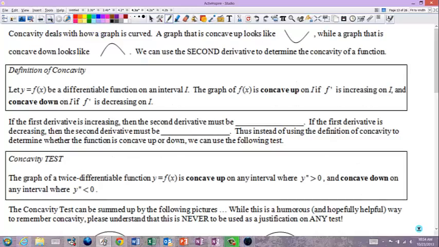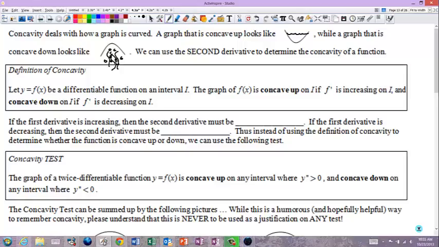Let's see. Concavity, yay, the second derivative. Concavity deals with how a graph is curved. A graph that is concave up looks like a bowl that you could put cereal in, while a graph that is concave down looks like a bowl that the cereal would fall out of. Here's your Cheerios and your milk all falling out. We can use the second derivative to determine the concavity of a function. The second derivative is where concavity comes from.